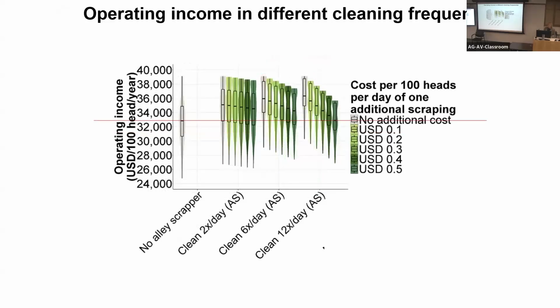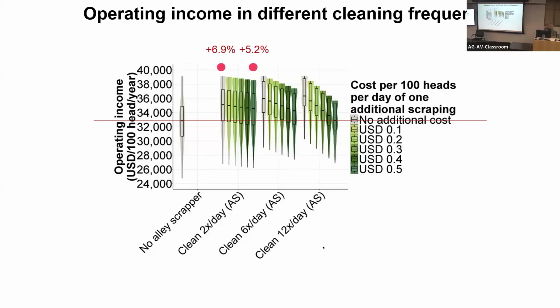If we do more cleaning, so this is what I have on the x-axis, compared to no alley scraper now, but just cleaning once per week, to cleaning at different frequencies. Again, looking at different scenarios for cost, because again, we could not find good estimates for how much it costs to do additional cleaning for every additional cleaning event. We assume some values, and quite honestly, probably it's very different costs on different farms.